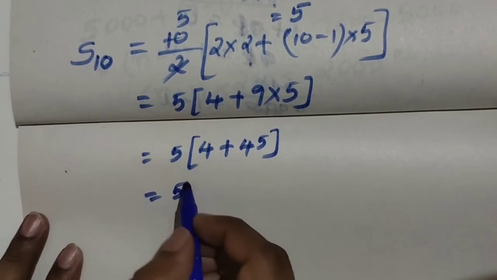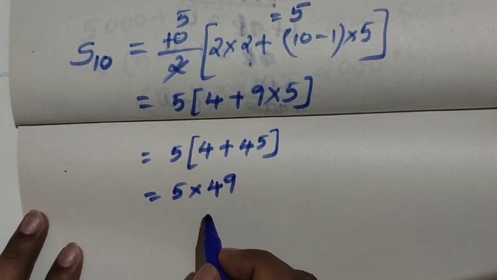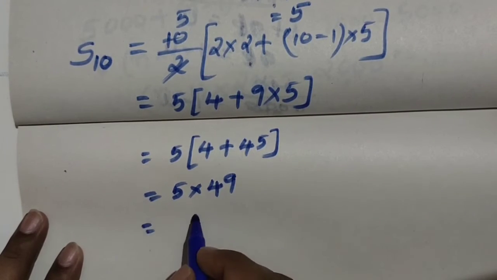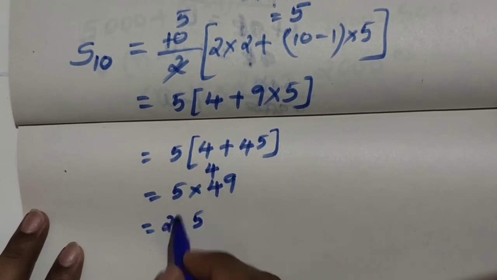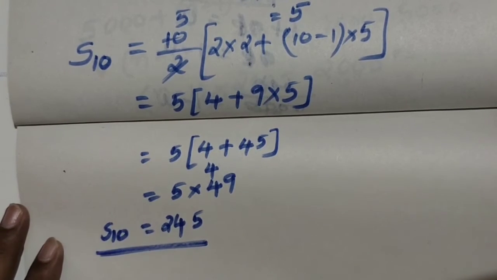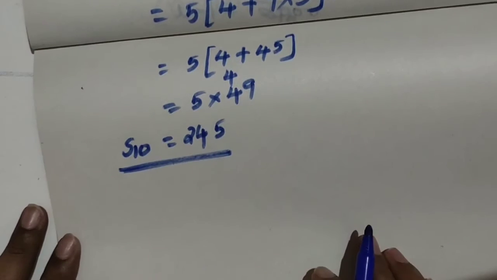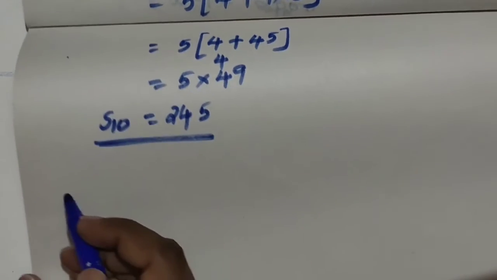Then next 5 into (45 plus 4, 49). Then multiplication we get 245. So the sum of 10 terms is here 245. So now let us see one more.